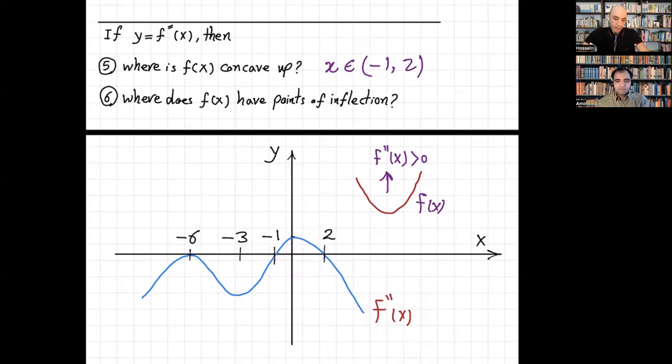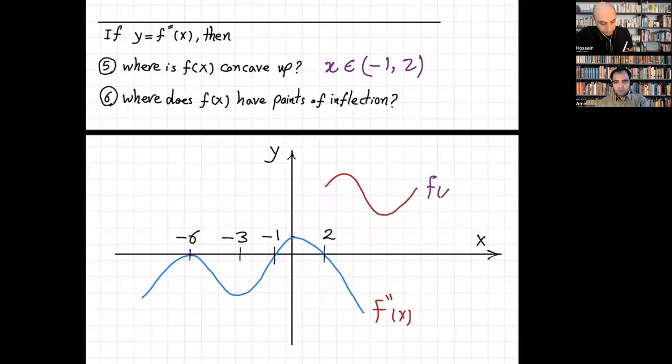Okay. All right. So moving to part 6. The question is, where does f of x have points of inflection? So let me delete my sketch here. A point of inflection is where we have a change of curvature. If we look at the curve of f of x, this is a change of curvature. This is concave down changing to concave up. So this is a point of inflection.